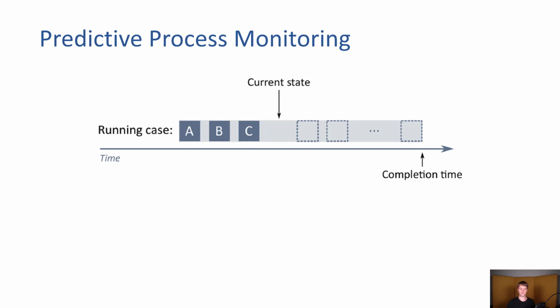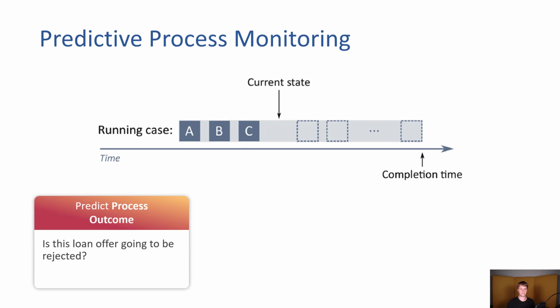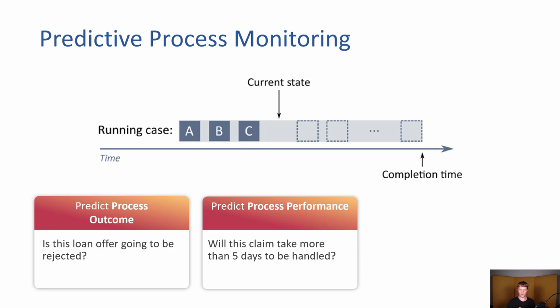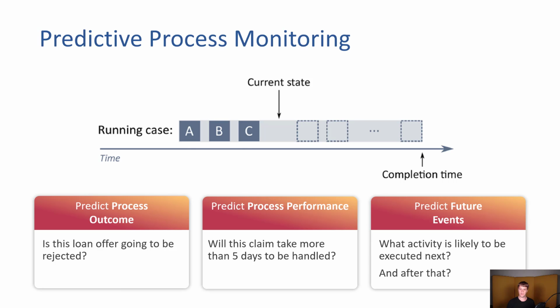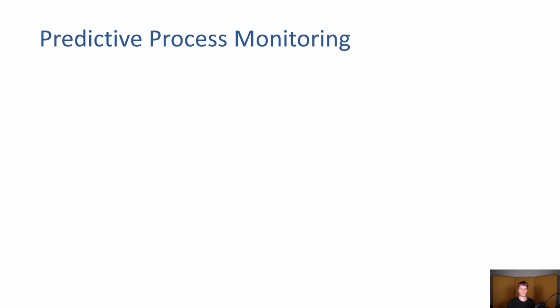So in predictive process monitoring, what we have is a running case. In this case, we also have a current state, and based on that state, we want to predict the future of this running case. We want to more specifically answer questions such as, is this loan offer going to be rejected? Or, will this claim take more than 5 days to be handled? Or, what activity is likely to be executed next? And then what activity is going to be executed after that? And so on.